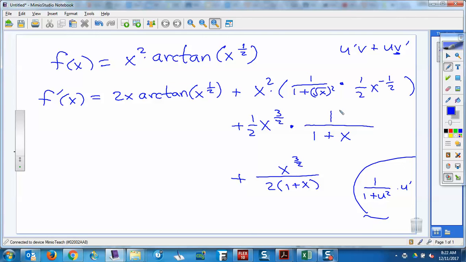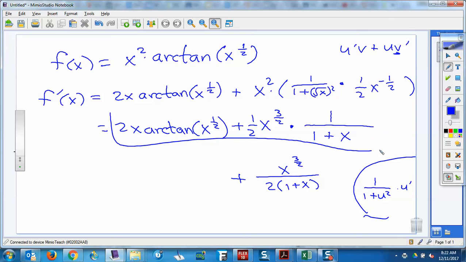I think I got everything there, right? Okay, so like this, but you could leave it like that. And then, of course, you got your 2x arctan x to the 1/2 here, right? So that would be okay. But sometimes, many times, you get here and you're just done, right? But just step back, look at the whole thing as a total, and see if there's something that can be put together.